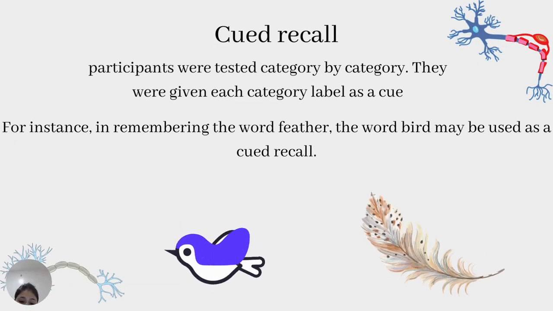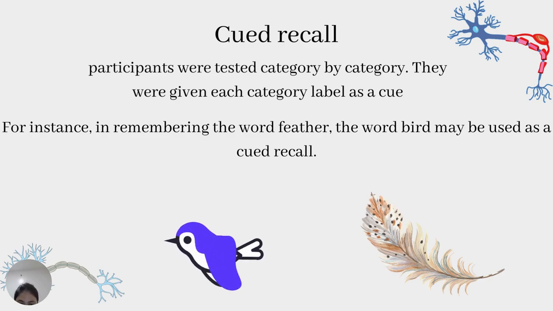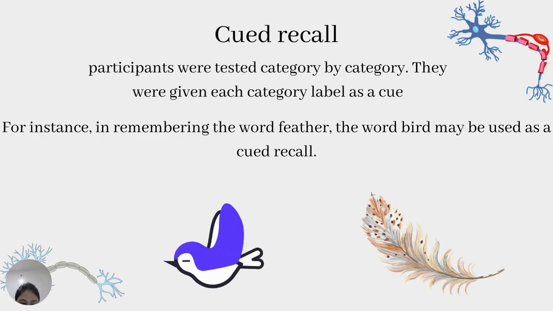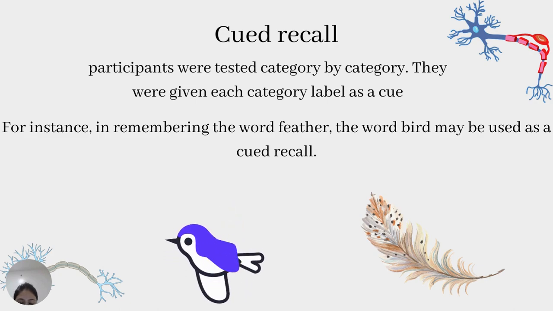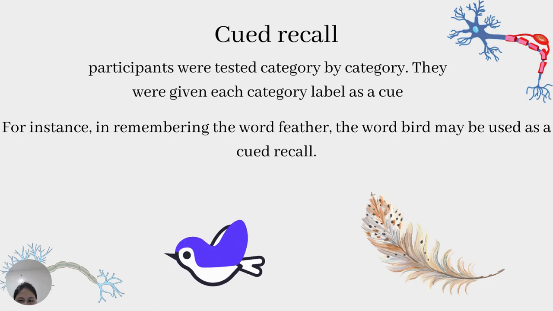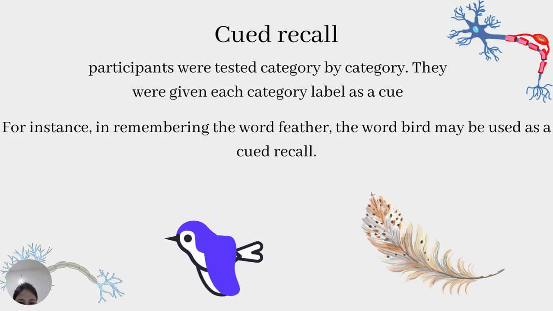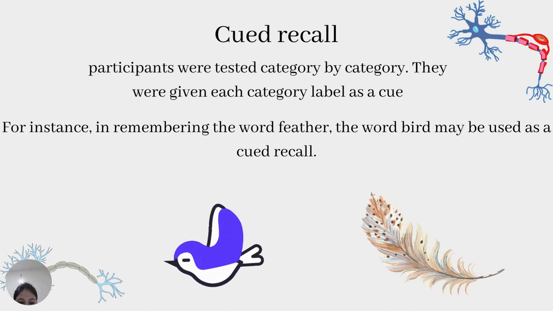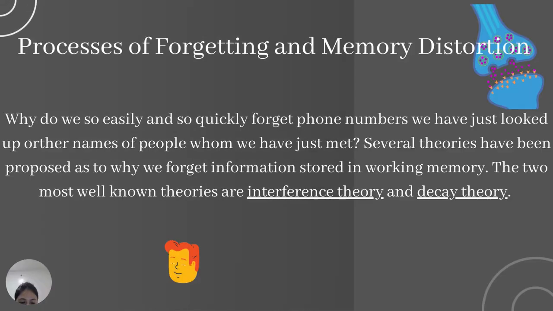Cued recall is exactly the opposite. For example, if you remember a feather, you associate it with a bird. So you use the cue, the feather, to remember the bird.